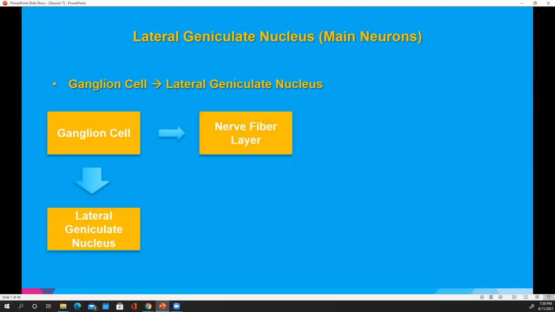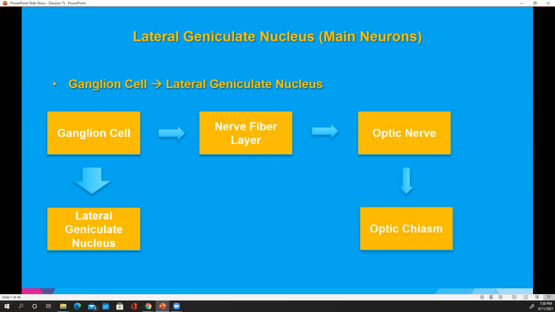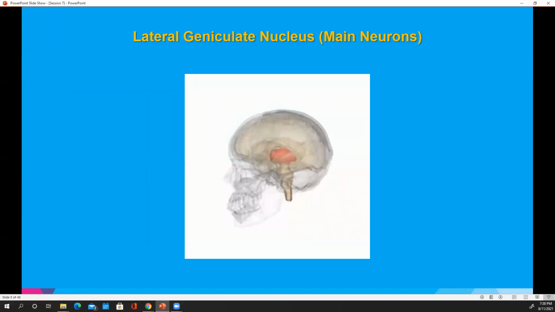We know it goes through the nerve fiber layer. This is the axon of the ganglion cell, okay? Through the optic nerve, okay? Decussates at the chiasm, goes through the optic tract, and then goes to the lateral geniculate nucleus. So there's a lot of things that go on in order to get to the LGN. Here is where the LGN is.